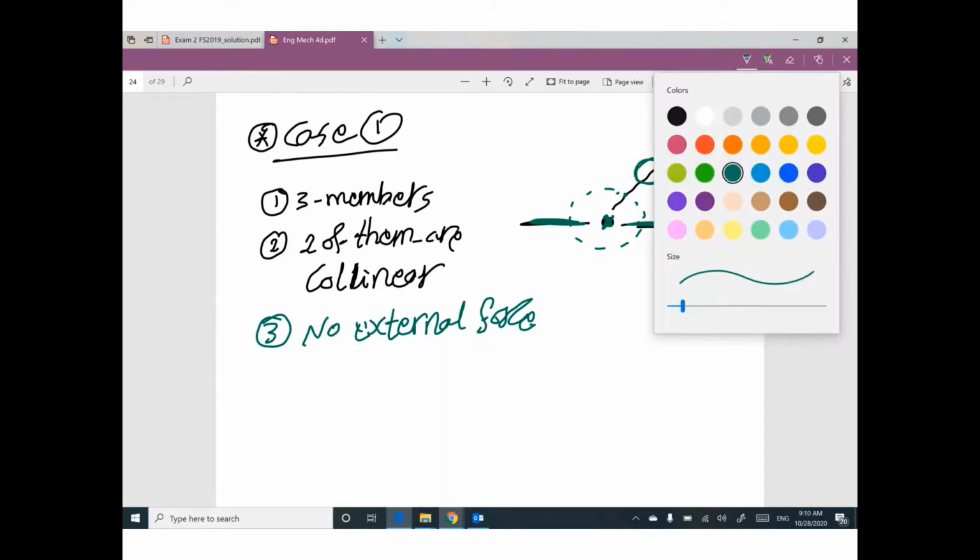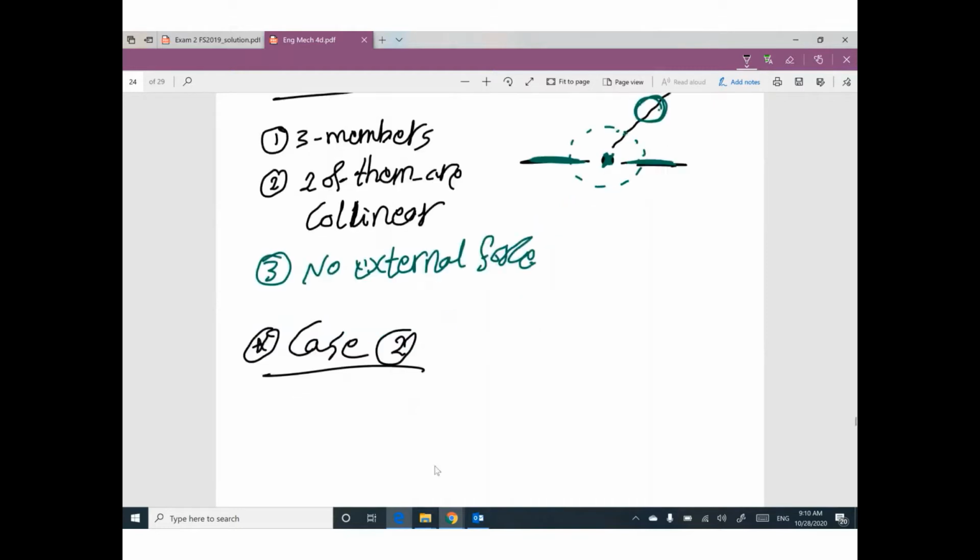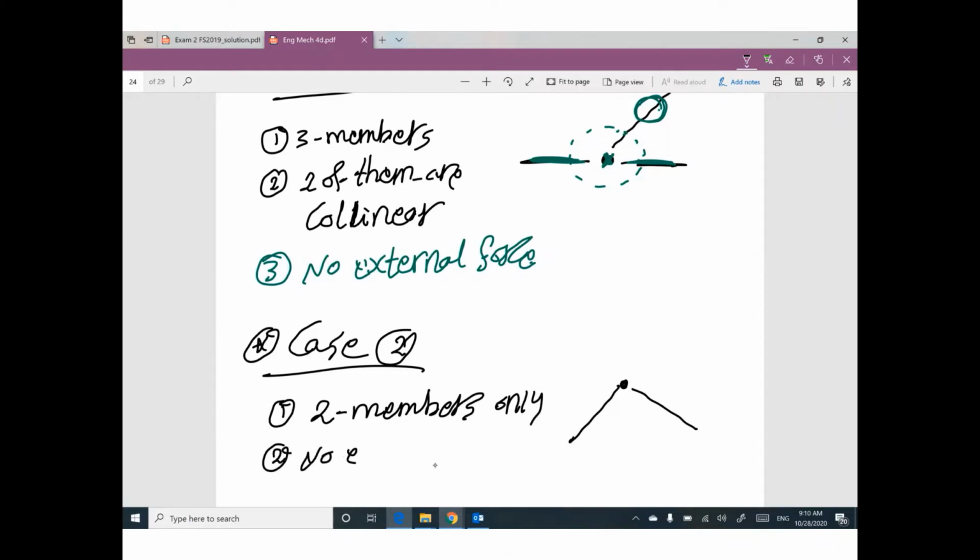Case number 2, we have a joint with 2 members only. We have one member like this and one member like this, only 2 members, and no external force attached to this joint. That means the 2 members are 0.